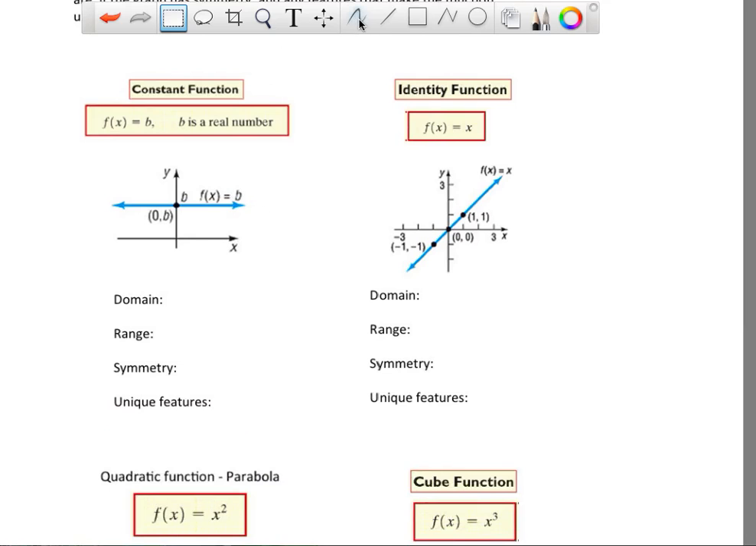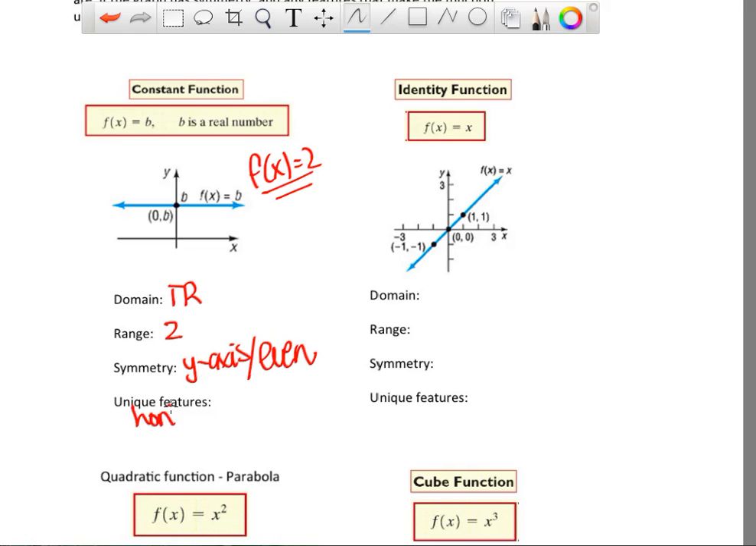For example, this one could be f of x is equal to 2. The domain would be all real numbers, because you can have any x and there'll be a y value. The range is the value that we have, so in this case it would be 2. It has symmetry across the y-axis, it can flip, so it has y-axis symmetry, and that would make it an even function. And the unique features, I guess you can just say it's a horizontal line.